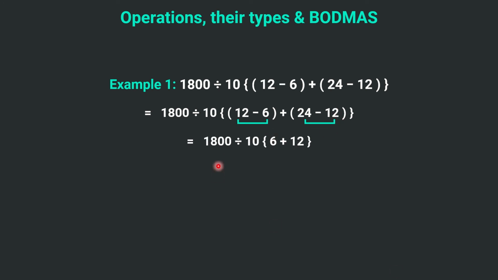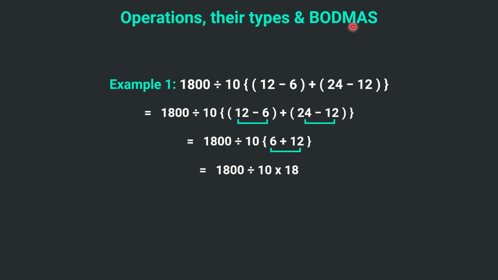So now we have a division, a multiplication, and then again a bracket. So again B comes before D and M. So we will solve the bracket first. So this would be the operation that we will be performing. So now this will become like this. That means 1800 will remain as 1800, divide will remain as divide, 10 remains 10, and now 6 plus 12 will become 18. Now in this step we have divide and multiply.